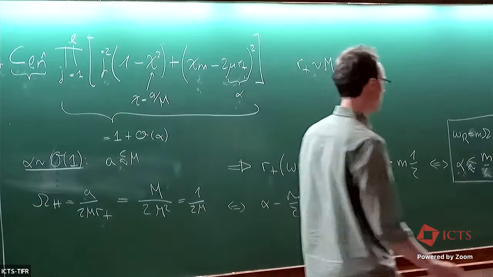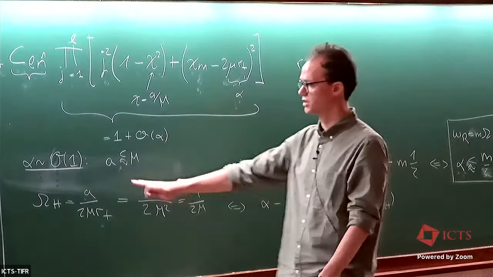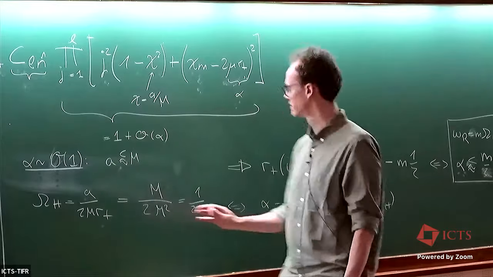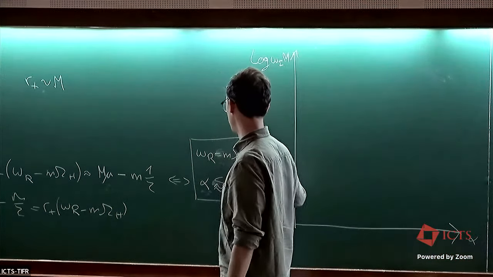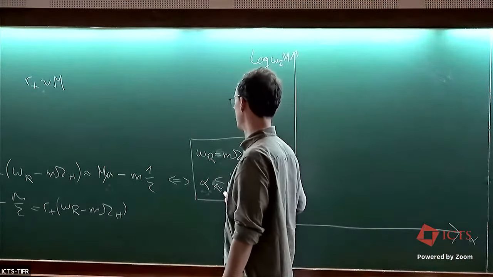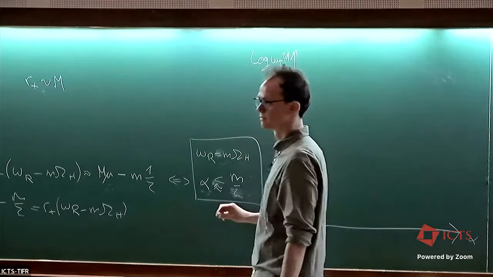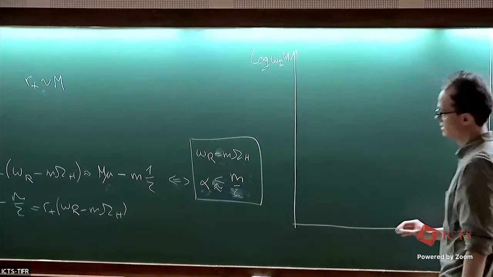And so the "smaller" just comes from the fact that here I looked at the most extreme example, where we are on the extremal limit. And for any spin below that, the condition where omega r equals m omega h is satisfied at a lower alpha than this. So this is the upper bound for each m mode. Okay, so let's plot this.